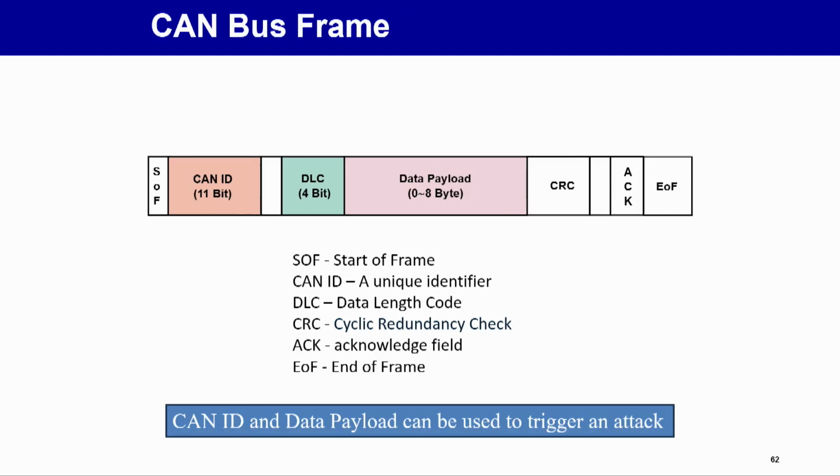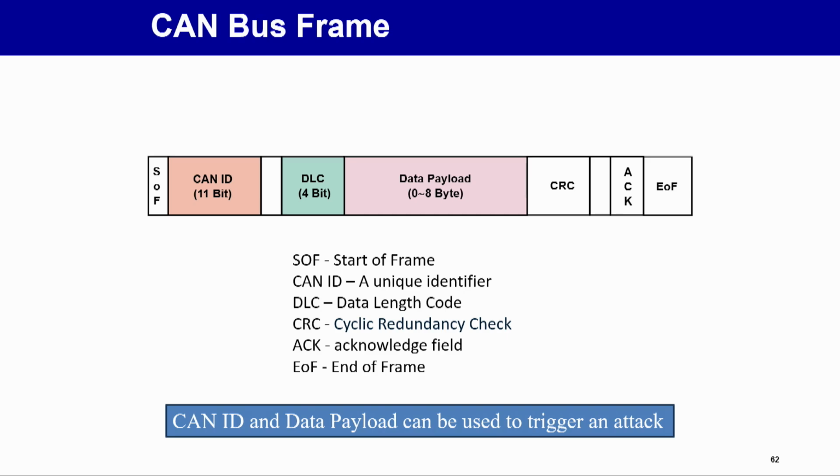Now, how does the CAN bus frame look? Because you want to do the attack, which means you want to change something in the frame, and these frames are going into different electronic control units, right? So you want to change the value. The frame looks something like that. It has a bit for the start of frame, the CAN ID, something called the data length code, the data payload, and some checking, acknowledgement, and the end of frame.